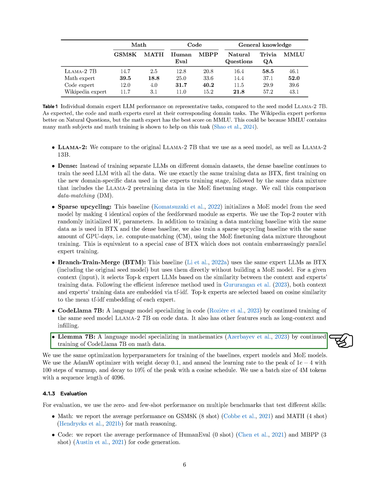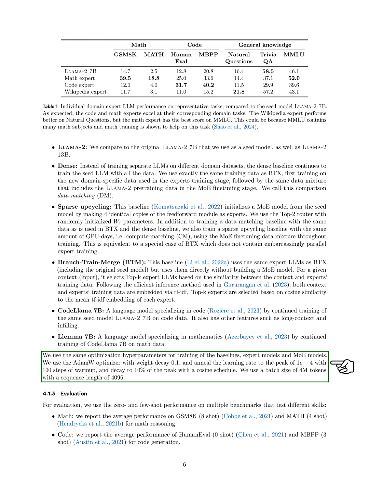We also have Code Llama 7B, a code specializing language model, and Lemma 7B, a math specializing language model. For evaluation, we assess zero and few shot performance on various benchmarks testing math reasoning, code generation, world knowledge, reasoning, and general skills. We use the AdamW optimizer with specific settings and a batch size of 4M tokens and sequence length of 4096.